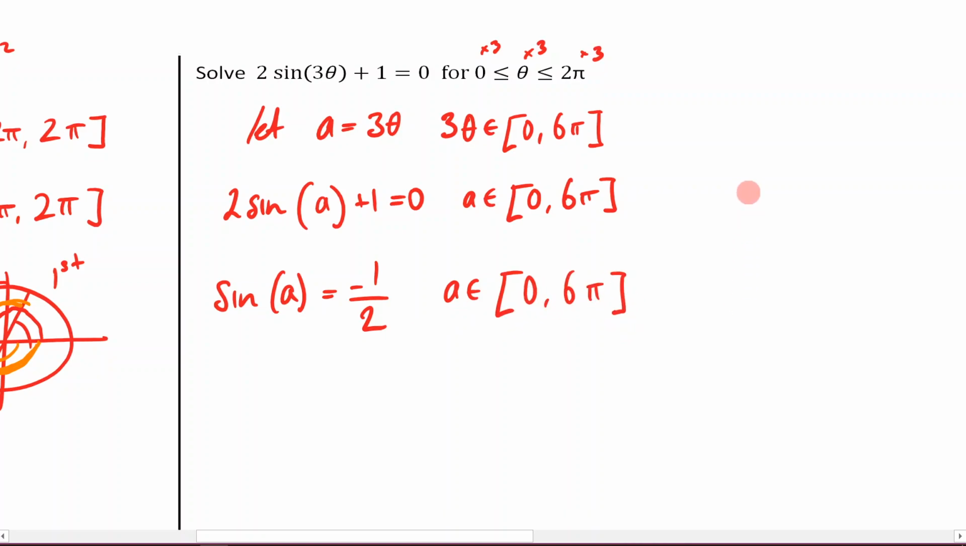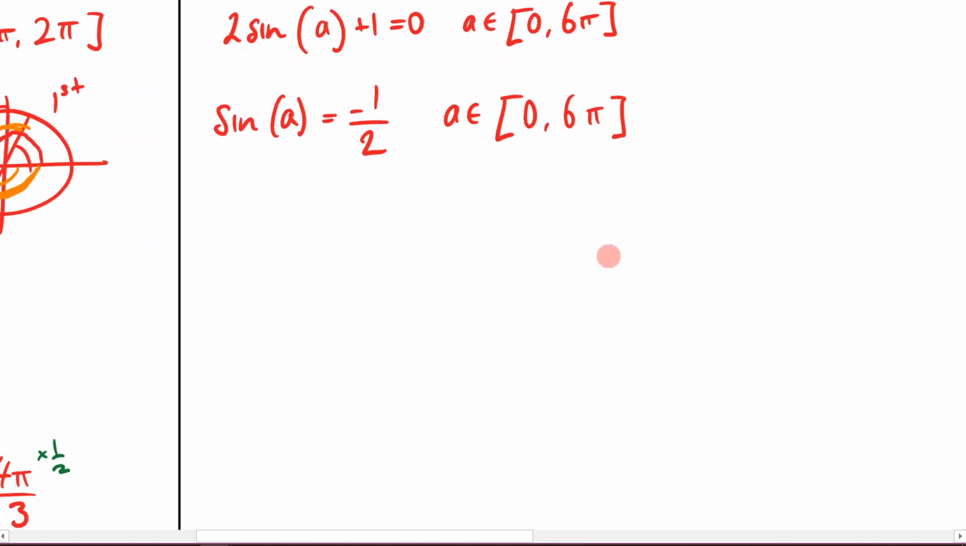Okay, once I've done that, I need to now figure out what my reference angle is going to be, and also which quadrants this is going to appear in. So let me just do that. Let me try that again.